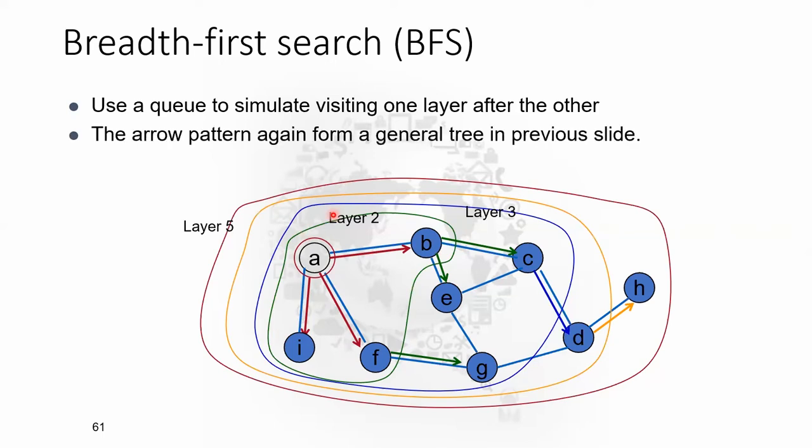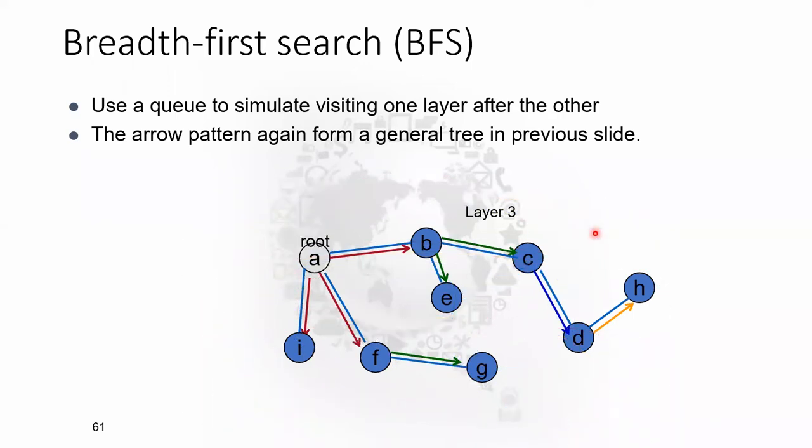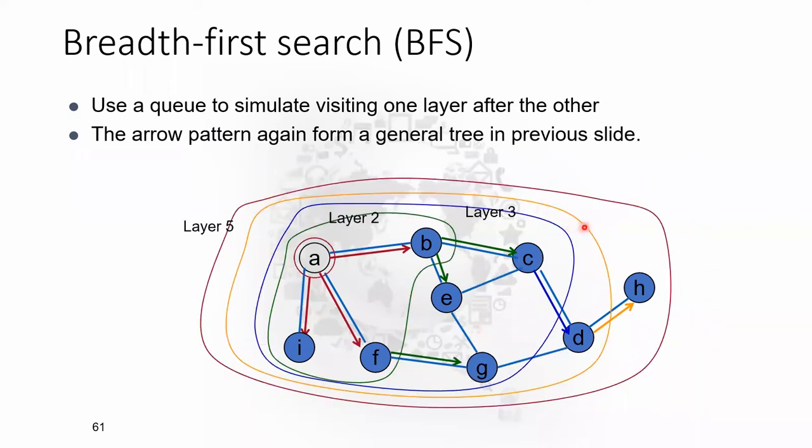Then for layer 3, it is this layer circled in blue that is connected to B and also I, where it is E, C, and also G, because G is connected to F, E is connected to B, and C here is connected to B. So this one is considered layer 3. Then we go to layer 4, which is orange color, which is H. Then the outer one is layer 5. So here you use a queue to simulate visiting one layer after another.